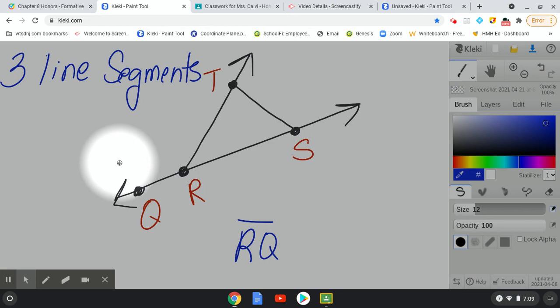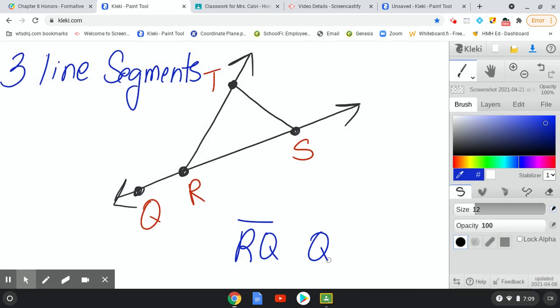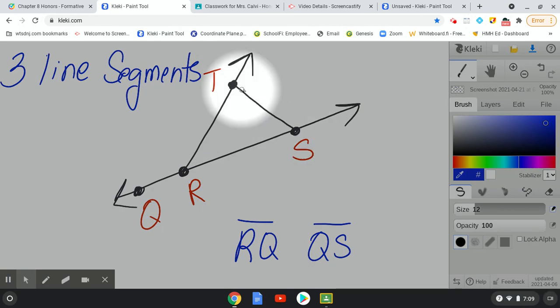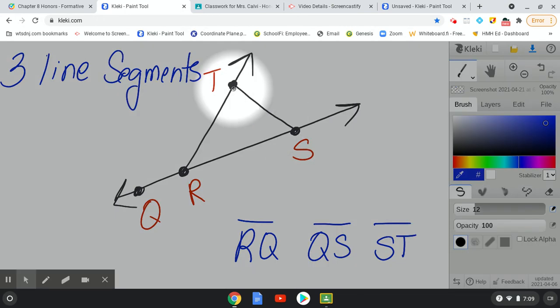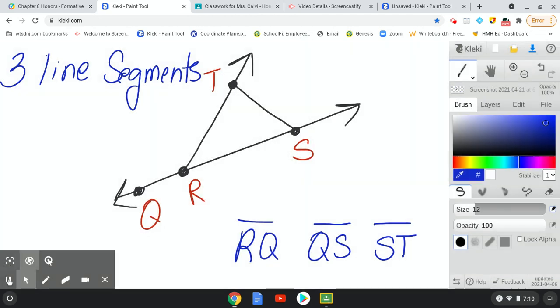Another line segment is QS, because again, a line segment is a part of a line, but we are identifying the endpoints of them. So QS is another line segment. And then we can also say ST is a line segment. Okay, now this line segment is not part of a line. These RQ and QS are part of a line, right? So that is identifying line segments.